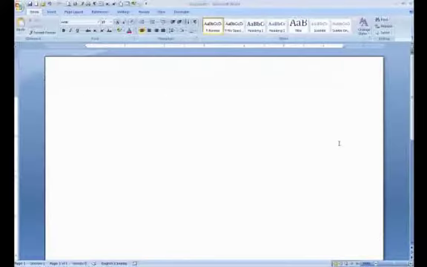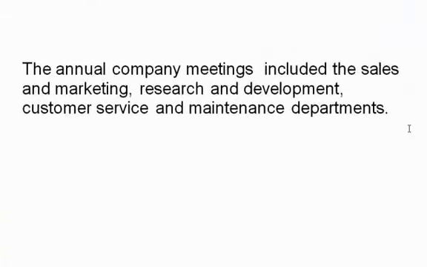So let's try an example that's a little bit more consistent with what we're going to see at the college. First of all, a sentence from a student report. The annual company meetings included the sales and marketing. That's 1. Research and development. That's 2. Customer service. 3. And maintenance departments. 4. That's 4 departments. Or is it? Without this comma here, this says to me that it's the customer service and maintenance department. It's one thing. There's only 3 departments here.